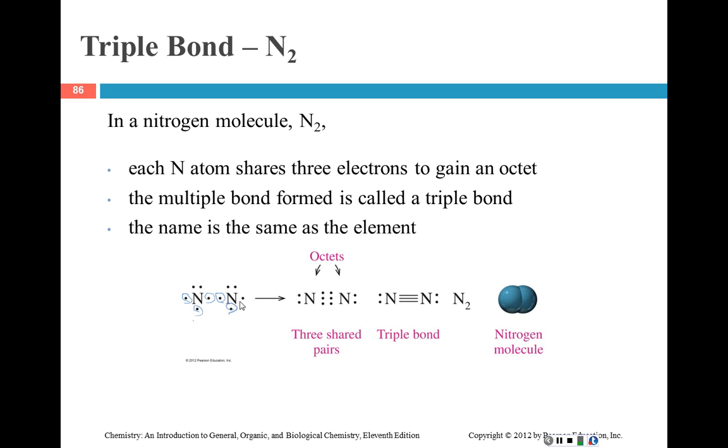And so what we do here, for ease of use, is we move the shared pair out of the way to the far left and far right hand side, and then we take each one of those unshared electrons and pair them up to nitrogen. And indeed, this is what happens with nitrogen gas. You have a triple bonded molecule.